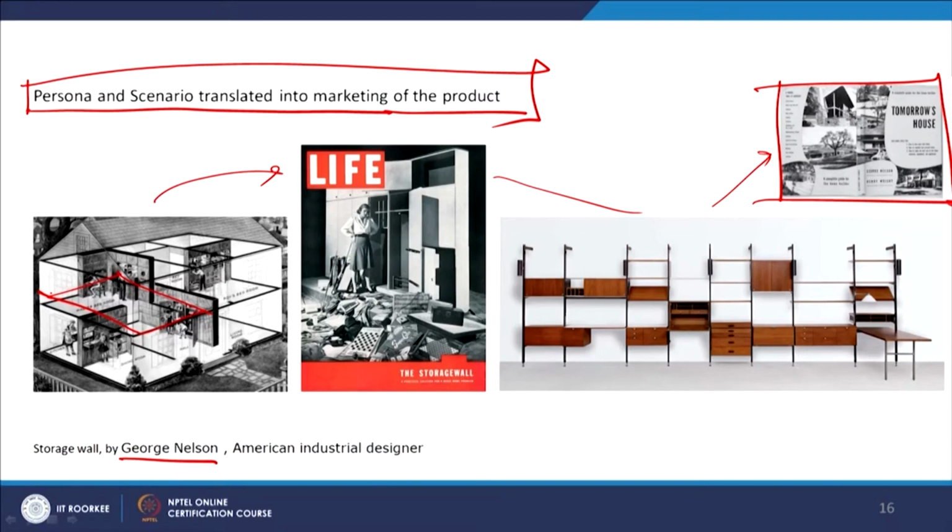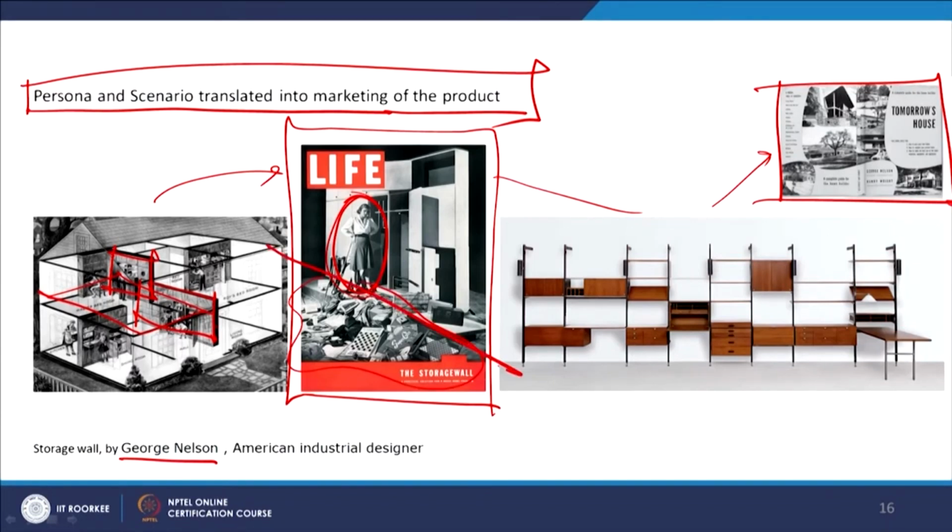Sometimes the partition wall is required. So this house is divided into different spaces with partition walls, and there are a lot of different materials which have to be stored within. This is a solution, and this is the photograph. This is actually a poster which marketing people use, and it has the persona and the scenario. This is the American housewife who faces this problem.